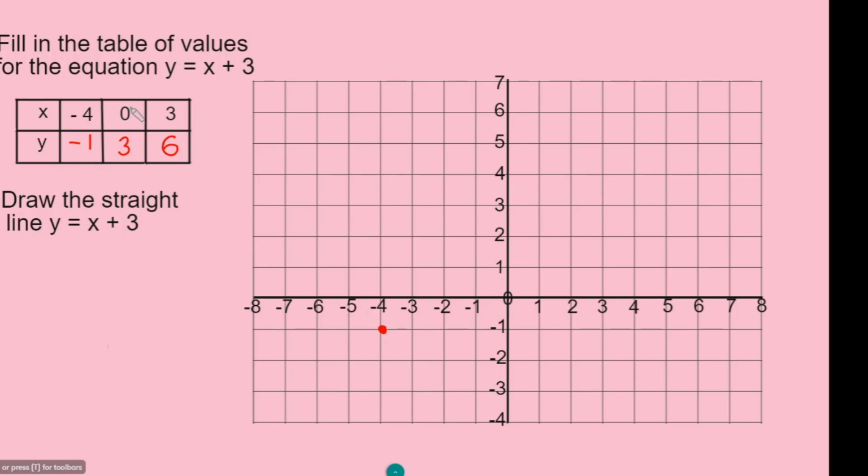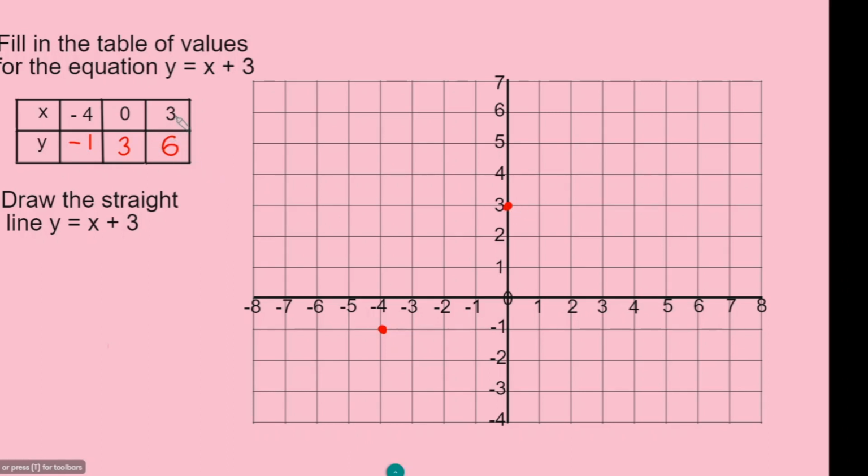Next, the next pair of coordinates is 0 and 3. When x is 0, y is 3. So where's x 0? Yeah, this is x 0, y 3. So I move up here. So I locate the point here with a dot. Big enough to be seen.